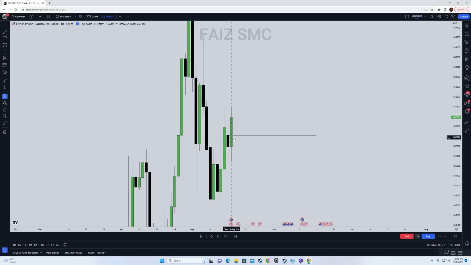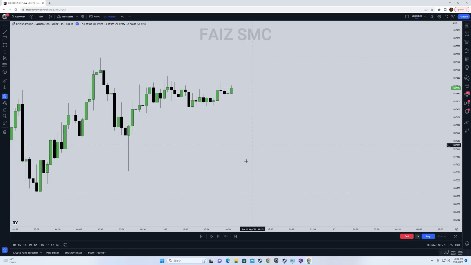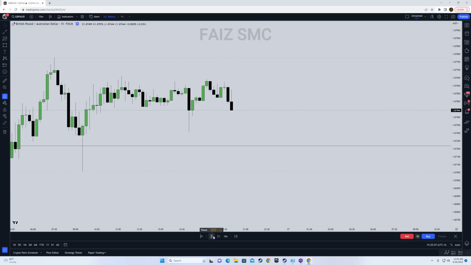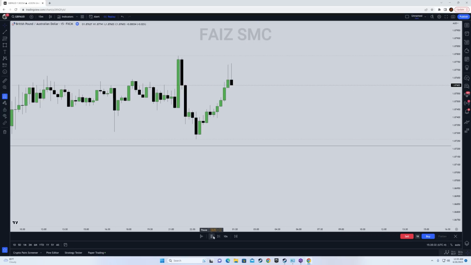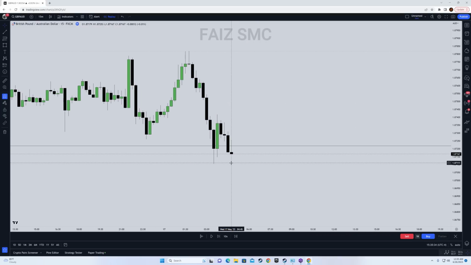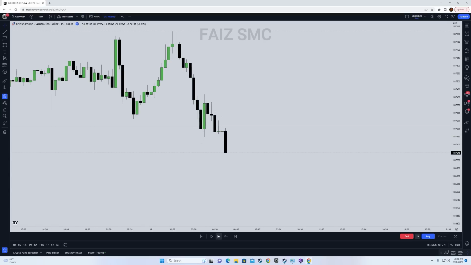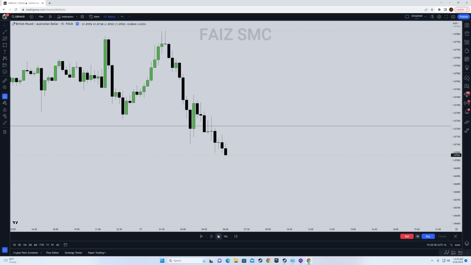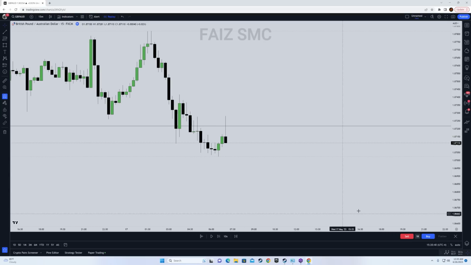So here's the order block. Let's go to the 15 minutes time frame and wait for price to come back into our order block. So we're gonna wait, and right here, what do we have? Price came back into our order block. So now we're gonna simply wait for a market structure shift.